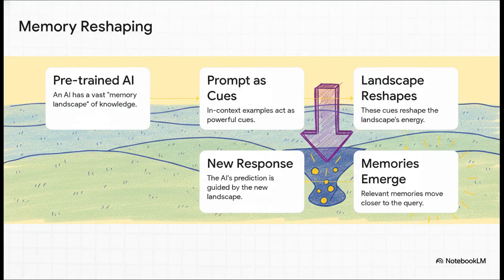Okay, so let's walk through this because it's really cool. Imagine the AI's entire knowledge base as this huge, sprawling landscape with hills and valleys. Your prompt, the examples you provide, acts like a force that temporarily pushes down on certain areas, creating these brand new temporary valleys. And now the most relevant memories for your task are sitting at the bottom of these new valleys, making them the easiest, most natural things for the AI to find and use.